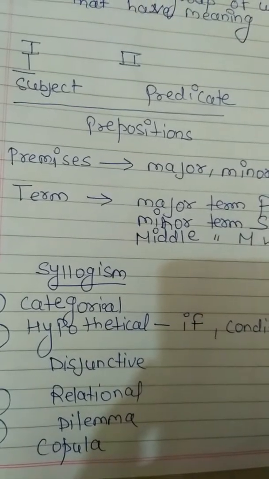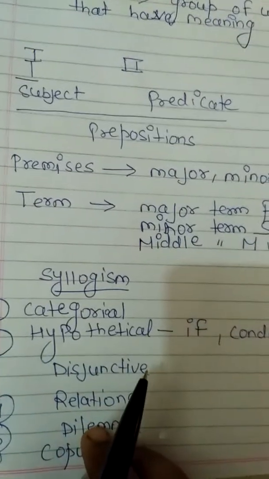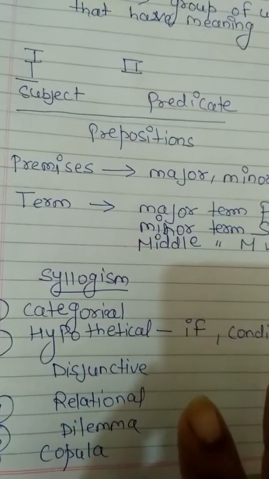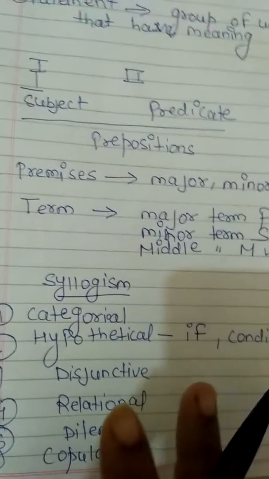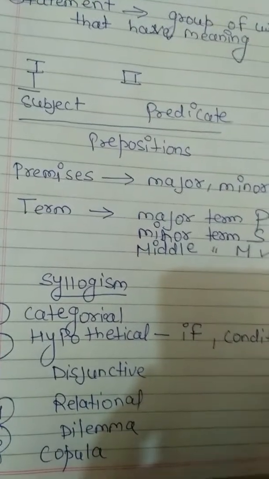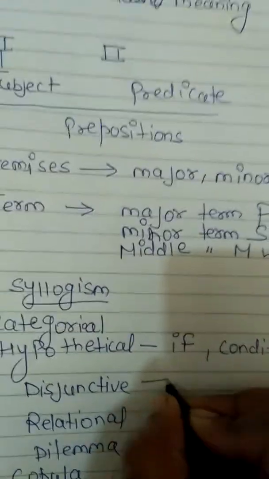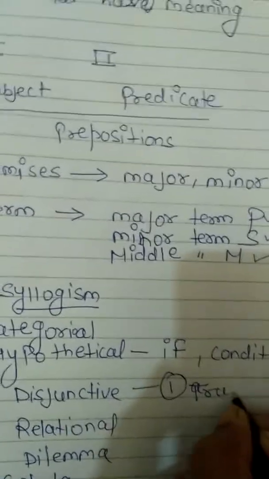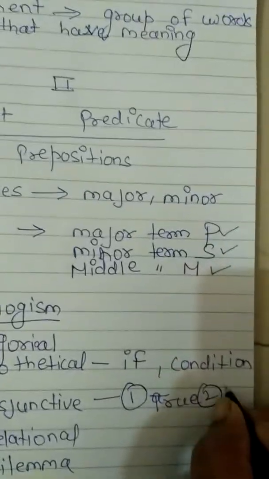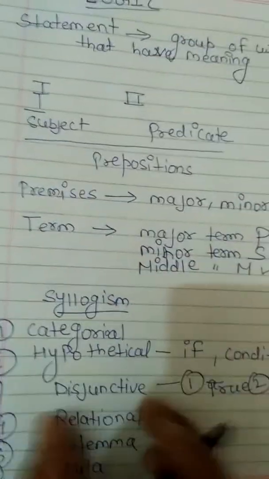Either he is an honest man or a thief. If he is an honest man, he is not a thief. So the two terms have opposite meaning. If the first is affirmed, the second is denied. So in a disjunctive statement, if the first is true, the second would be denied. In disjunctive we use this.